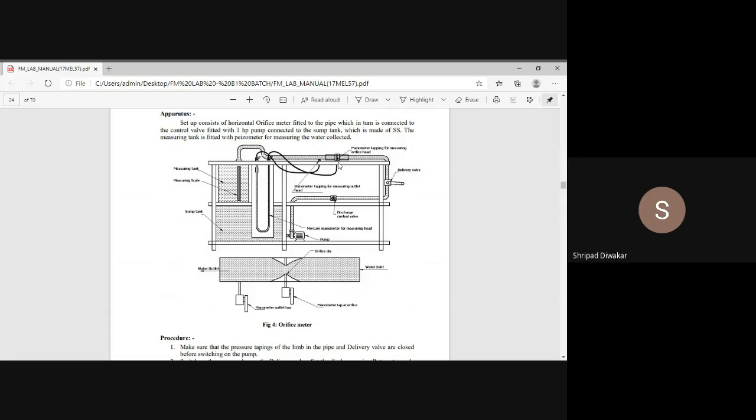What you are seeing is the orifice meter. Then you see the measuring tank, the second important part. And the third part is your manometer. These are the things we are going to concentrate on. This one is the orifice meter, this is the measuring tank. You see, the measuring scale is there, expressed in 10 centimeter, 20, 30, like that.